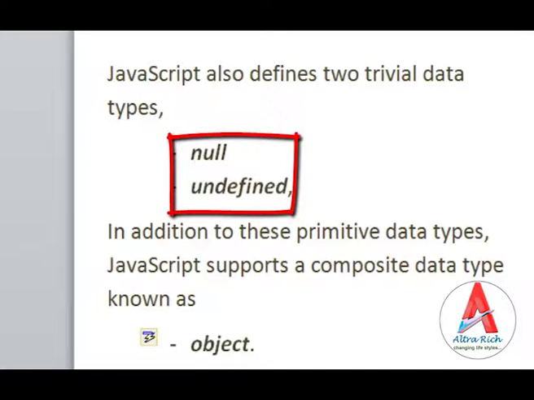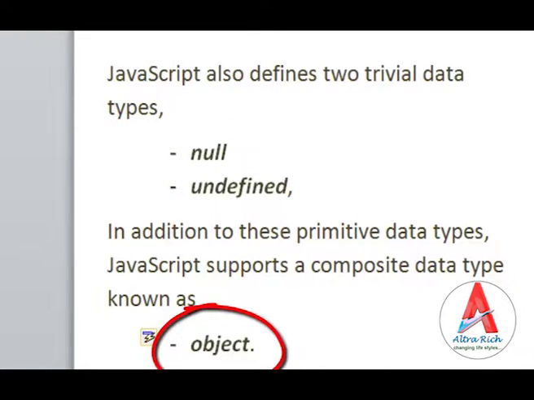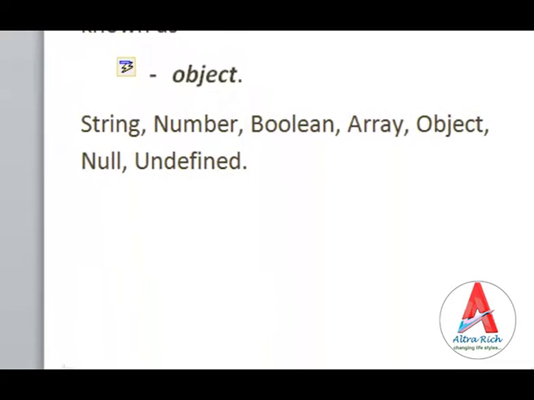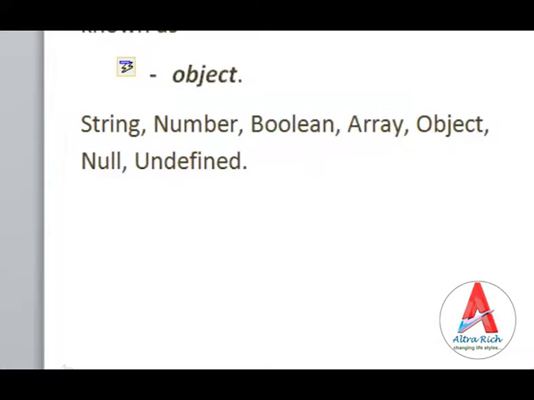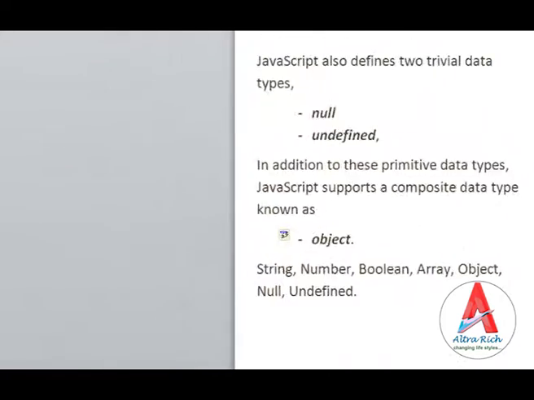In addition to these primitive data types, JavaScript supports a composite data type known as object. We will discuss about it in our other tutorials. So finally, JavaScript supports these data types: string, number, boolean, array, object, null, and undefined. Now let's take a look at the example of data type.